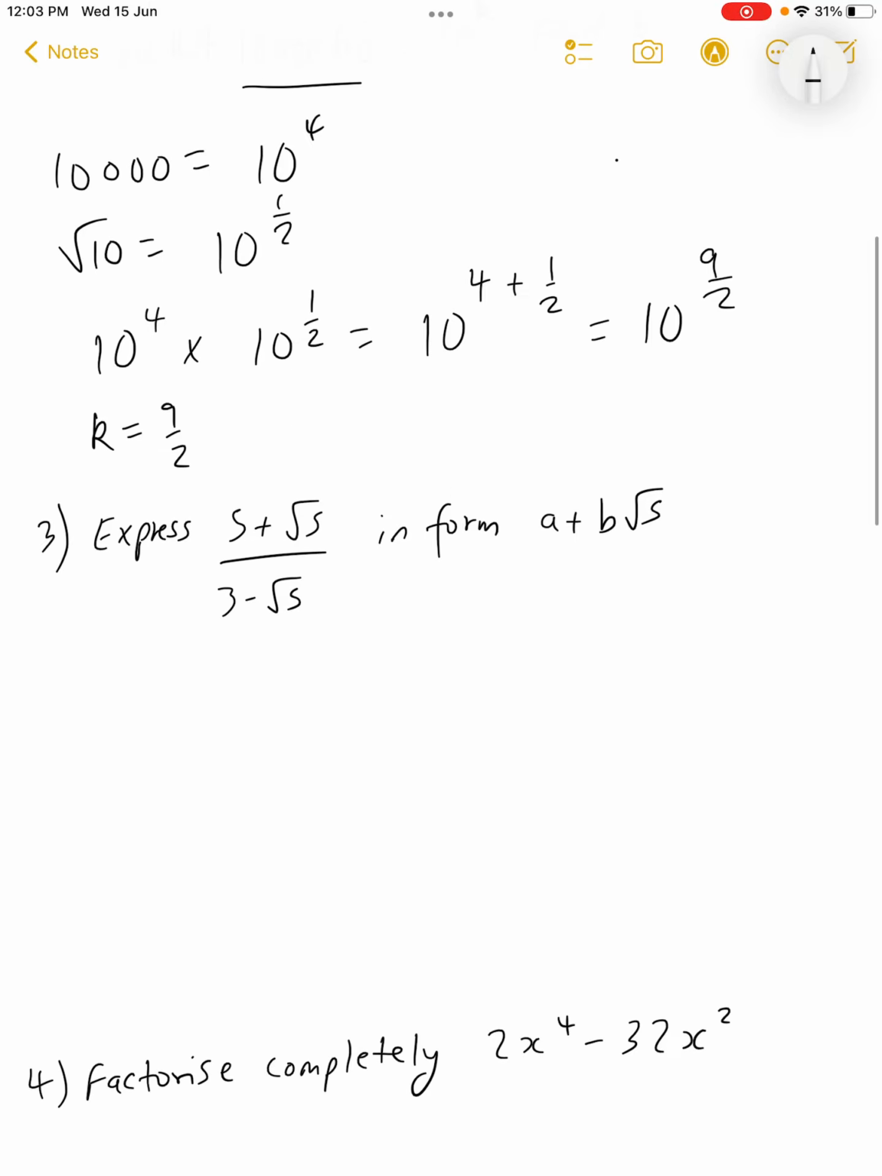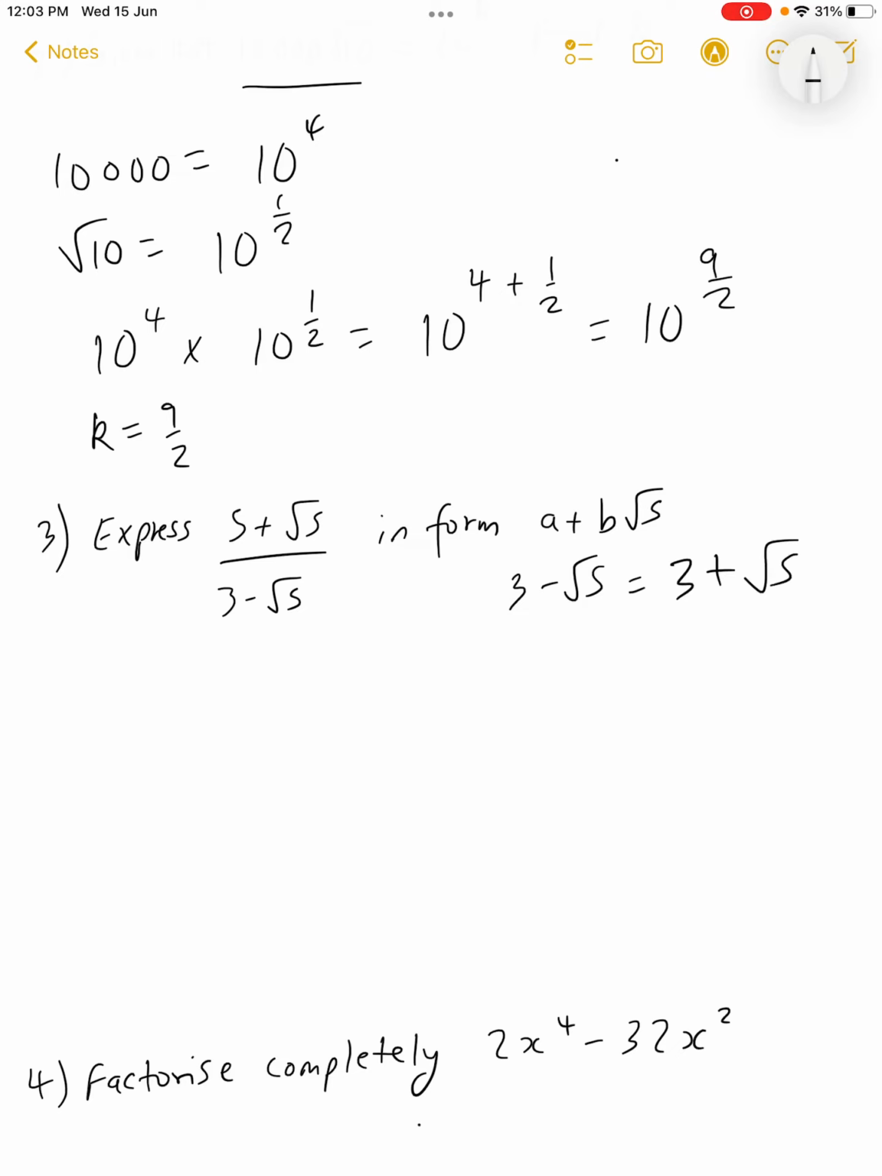Now the next question involves some surds. Hopefully there should be some algebra involved in this. So you have to express 5 plus square root 5 divided by 3 minus square root 5 in the form a plus b square root 5. Now, in order to do this, you have to remember that you use the conjugate of the denominator, that is the opposite of what the denominator stands for. So if you have the denominator as 3 minus square root 5, you automatically make it 3 plus. You're basically changing the signs from negative to positive or from positive to negative. So here we have 3 plus square root 5.